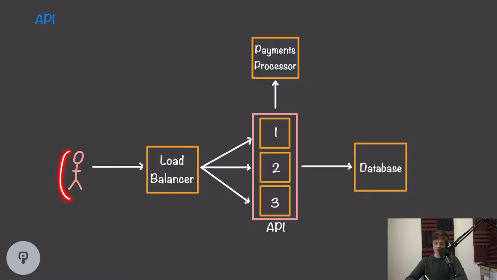Now, in order to tell our user which API to interact with, we're going to need some load balancer that will direct our users to the correct API node. So if our user hits the load balancer, they should be directed to whichever node has the least traffic and is online at that time.